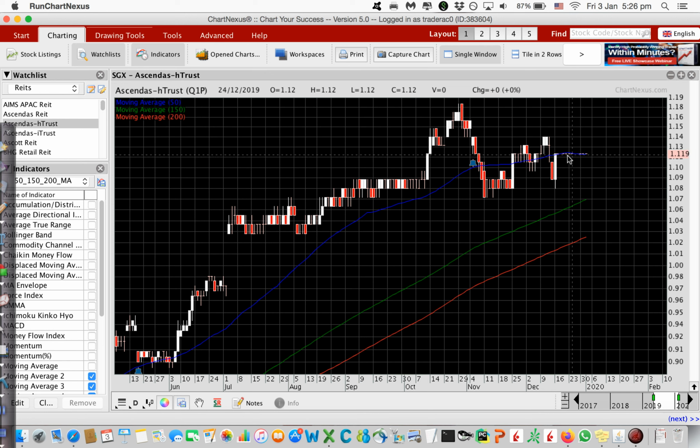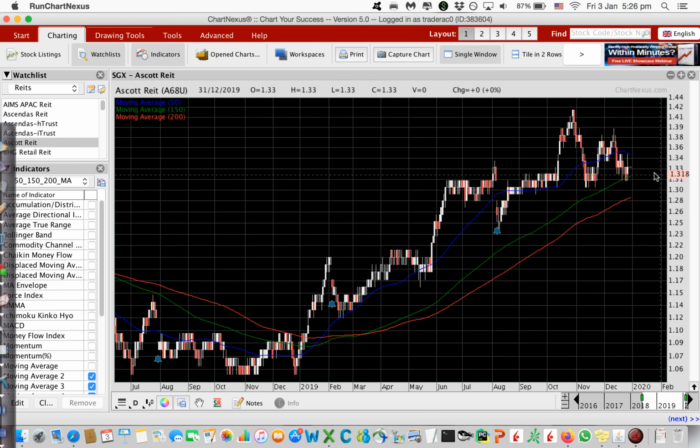If you look at the price, Ascendas H-Trust was trading at 1.12, but Ascot is here and is trading slightly higher, at 1.33. So this means that if you had a number of shares of Ascendas H-Trust, the number of shares you have now for Ascot REIT is probably a little lower. So again, nothing wrong. It's just because the price of Ascot REIT is higher than that of Ascendas H-Trust.